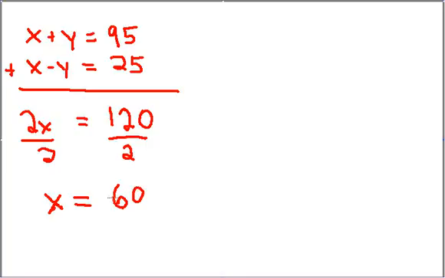So what we found out at this point is that the value for x that will work in both of these equations is 60. Now what we need to do is find out what the y value is. To find out what the y value is, we need to plug our value for x back into our first equation. So let's go ahead and rewrite that. When x is 60, we're now going to have 60 plus y equals 95.